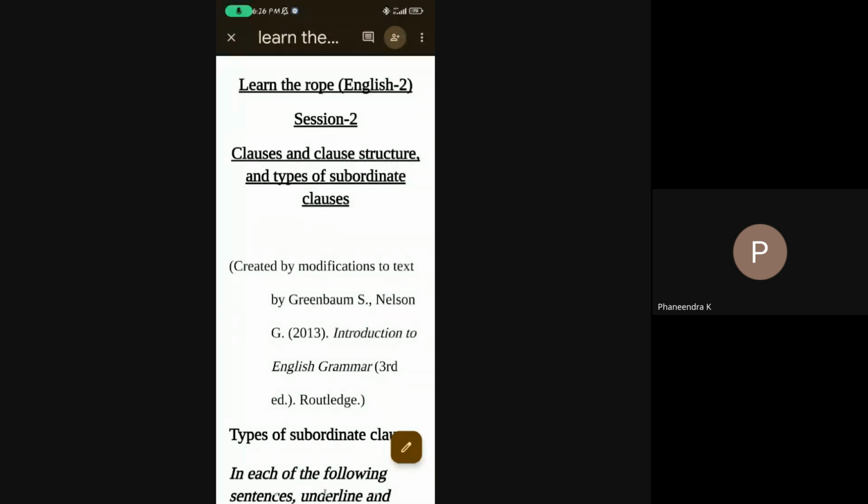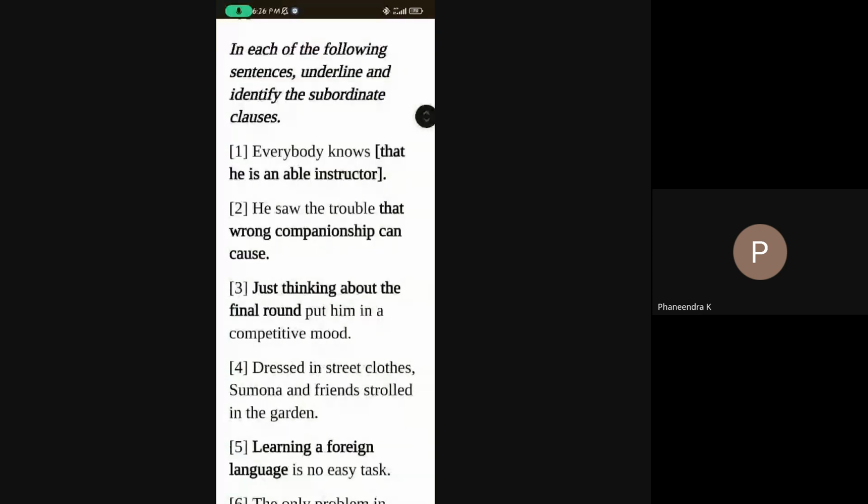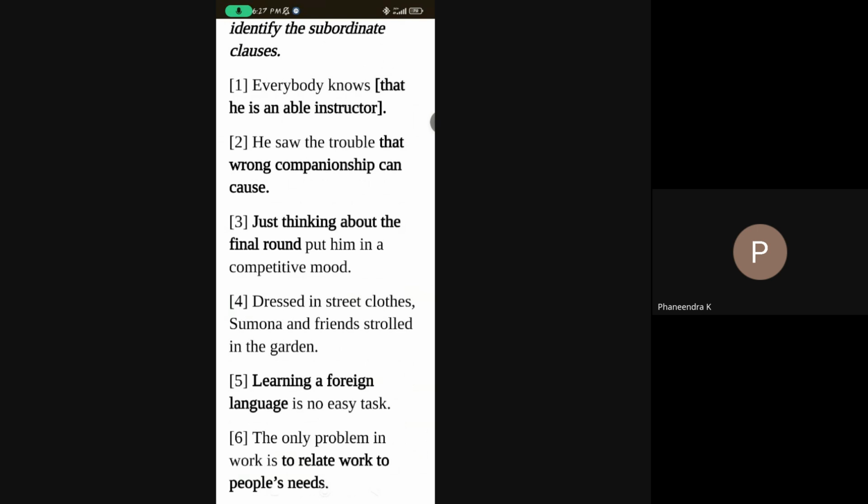Okay, all right. So I'll go a little quickly because I want to finish at least that first part with you today, because we won't get many classes before you go to the exam. The first question we were discussing: everybody knows that he's an able instructor. So we are done with the detection part of the subordinate clause, right? So, that he's an able instructor. I also told you why we would consider that particular part as the subordinate clause.